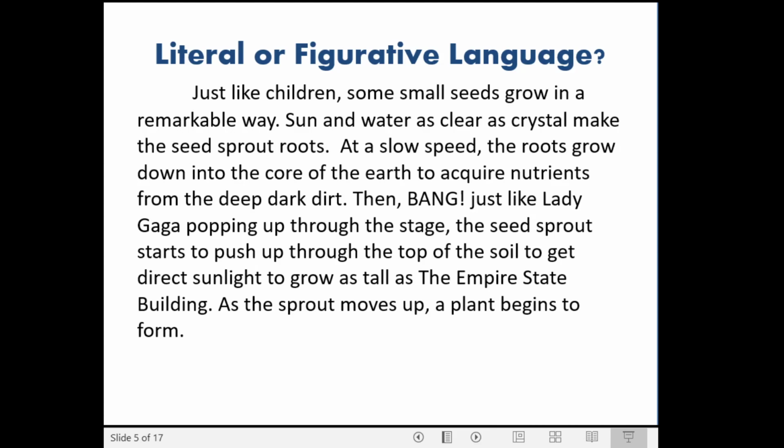Just like children, some small seeds grow in remarkable ways. Sun and water, as clear as crystal, make the seeds sprout roots. At a slow speed, the roots grow down into the core of the earth to acquire nutrients from the deep, dark dirt. Then bang! Just like Lady Gaga popping out through the stage, the seeds sprout and start to push up through the top of the soil to get direct sunlight to grow as tall as the Empire State Building. As the sprout moves up, the plant begins to form. So, is this literal or is this figurative?